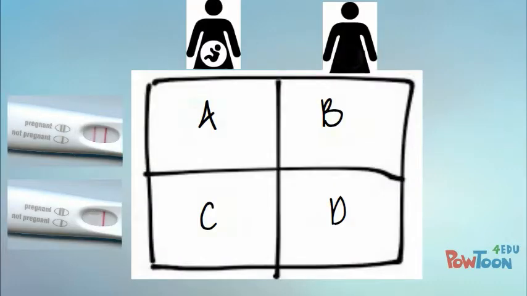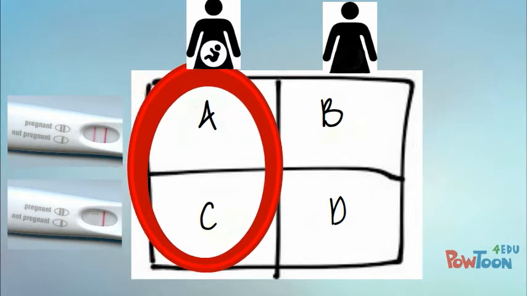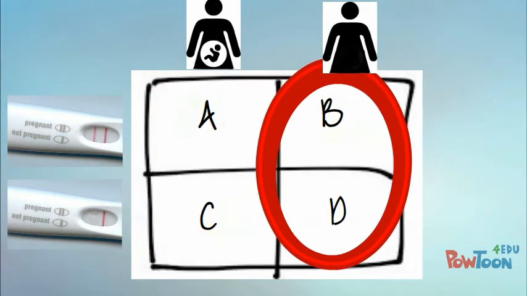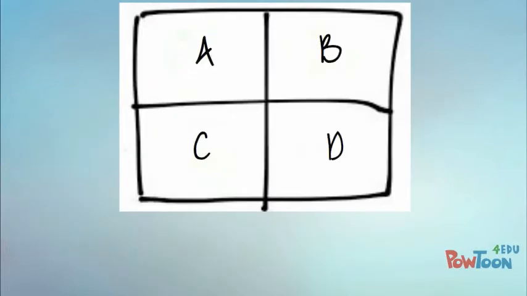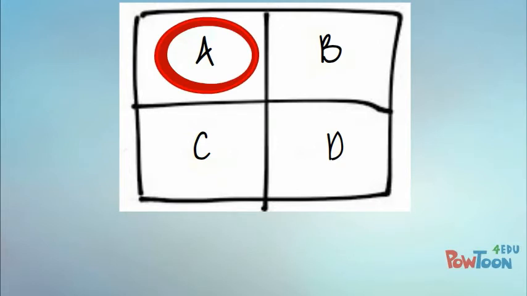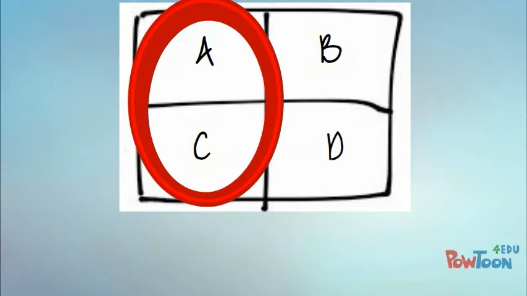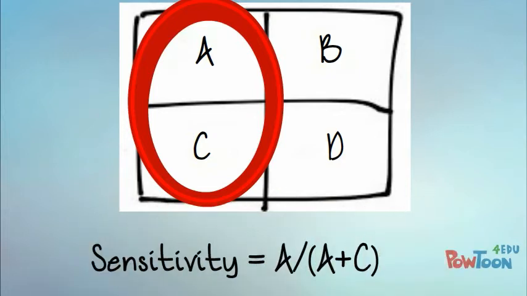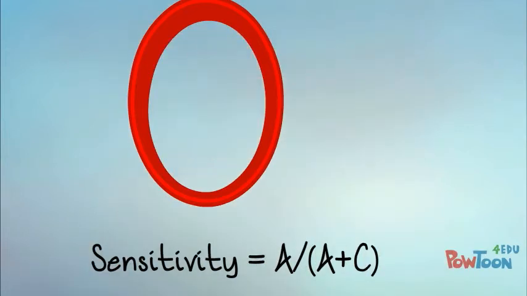Once you have a 2x2 table, the calculations are straightforward. Sensitivity is calculated from the first column of patients who have the diagnosis, and specificity from the second column, patients who don't have the diagnosis. So sensitivity is calculated by taking the number of patients with a true positive test, that's A, and dividing by all the patients who have the condition according to the reference standard, that's A plus C. So the equation is A divided by A plus C.